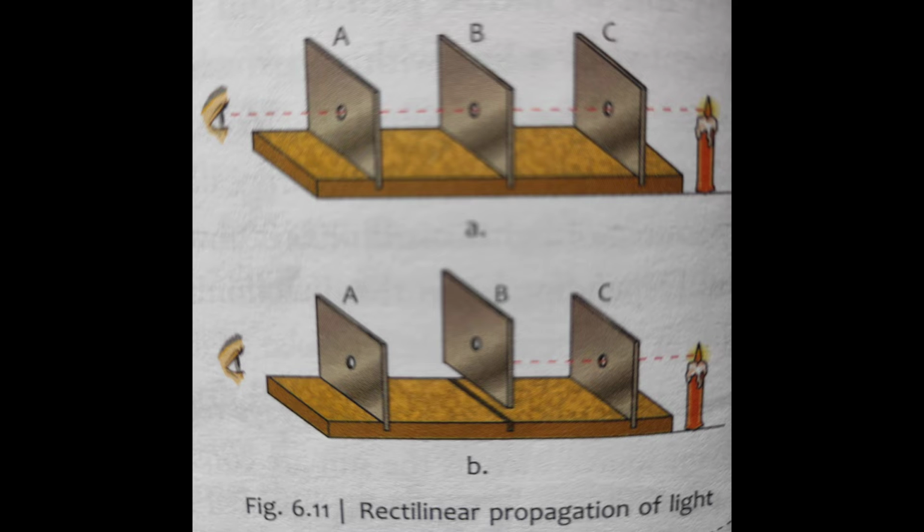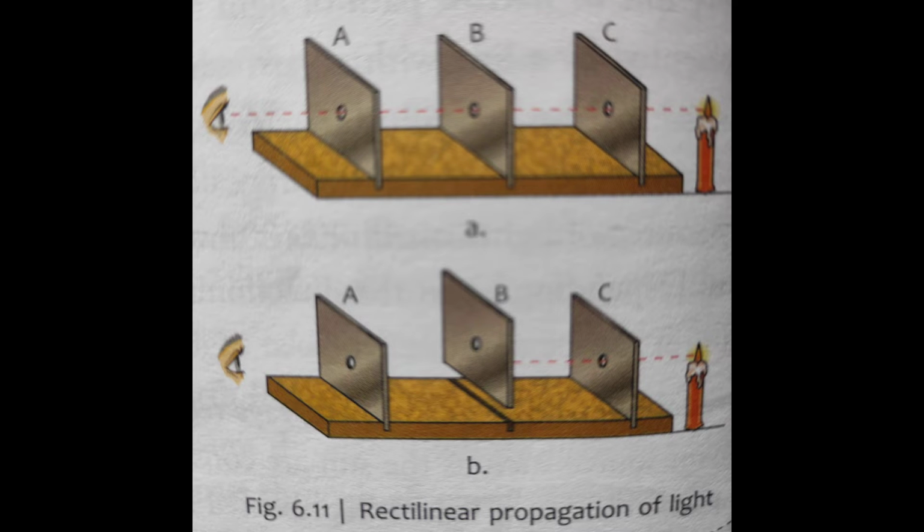First, we will see the experiment showing how light travels in a straight line. Here is the experiment to show that light travels in a straight line. Materials required: a candle and 3 rectangular cardboards of the same size. Procedure: make a hole at the center of each cardboard.